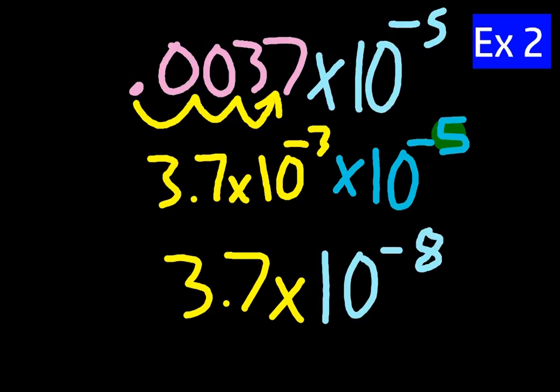And that's my final answer. It's simple. It's simple steps. You don't have to do much. Just make sure you add these exponents at the end. Alright, so final answer is 3.7 times 10 to the negative 8.